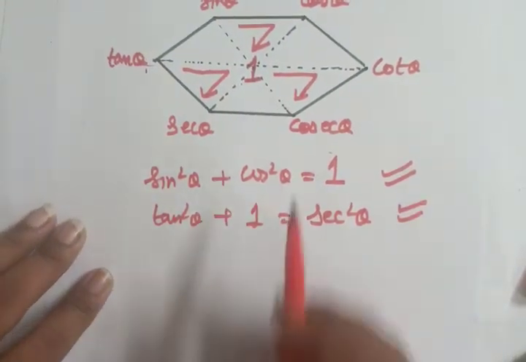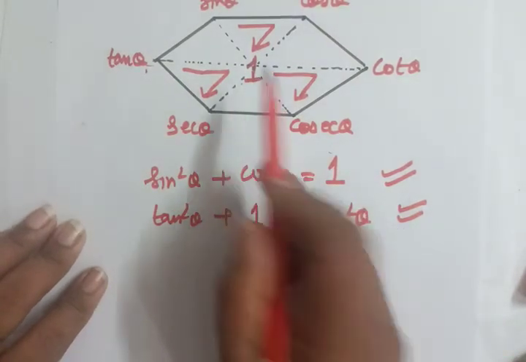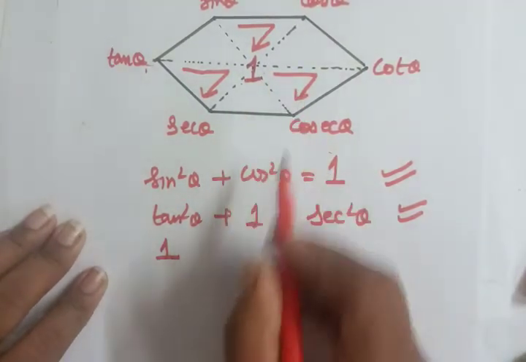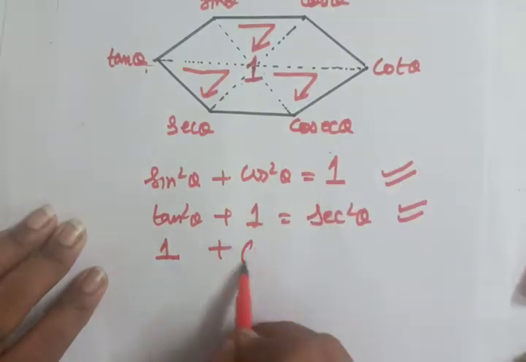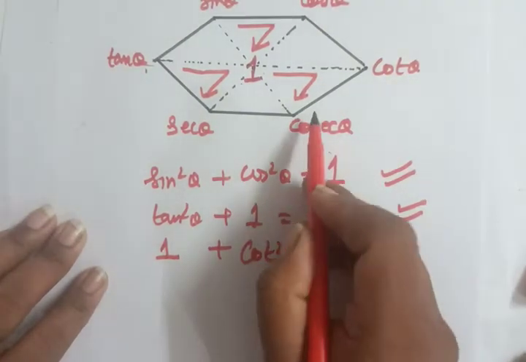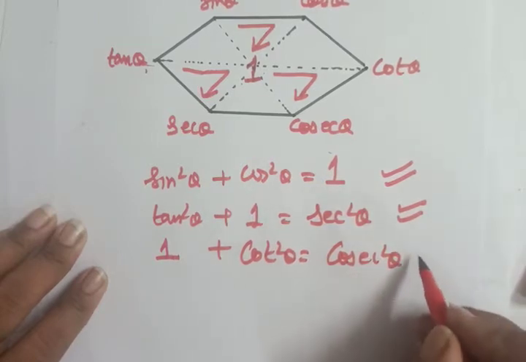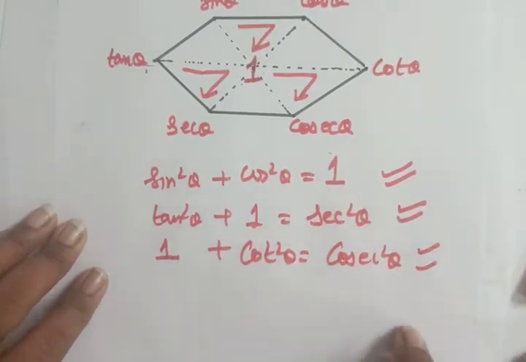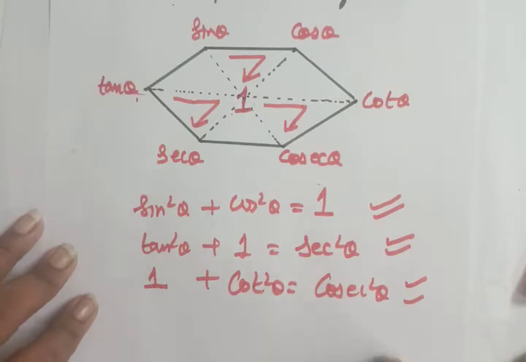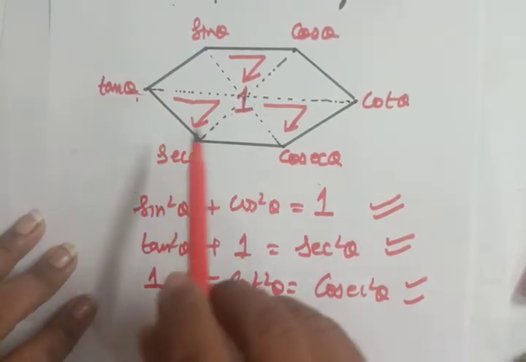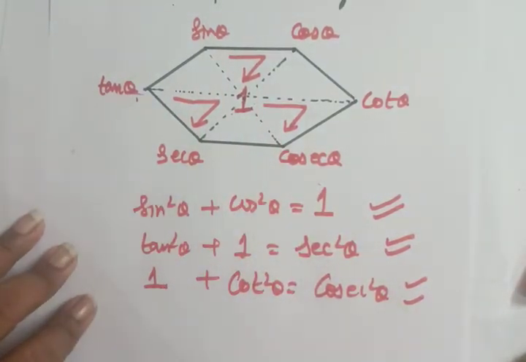Now for the third one, we can see the arrow starts from here, so we are going to write 1, then plus cot square theta, that is equal to cosec square theta. Yes, and what have we got? We have got the third identity. So you can also say that this hexagon becomes a super hexagon.